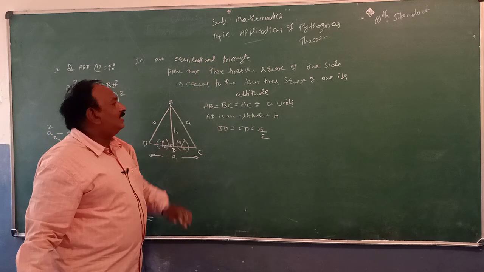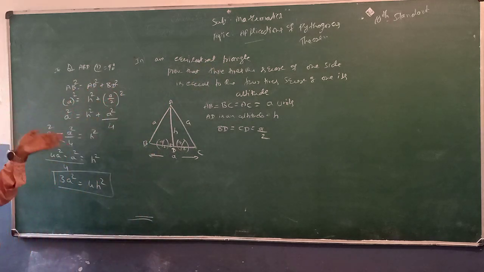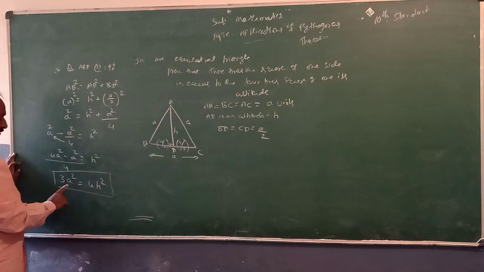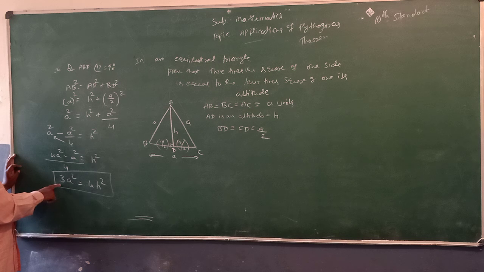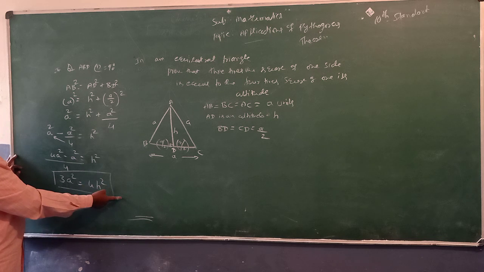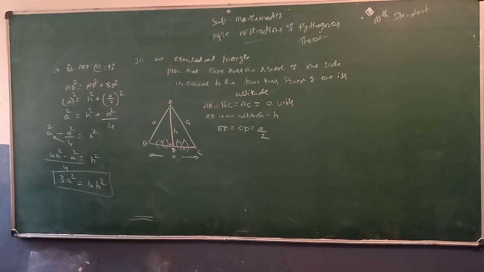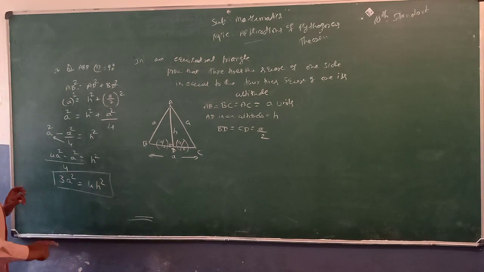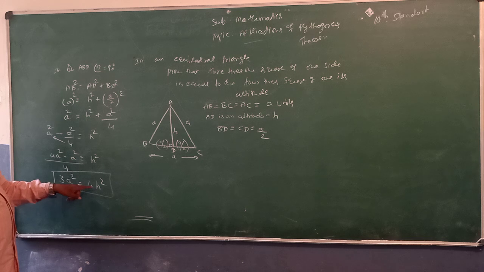In an equilateral triangle, prove that 3 times the square of one side, call it A units, 3A square, is equal to 4 times the square of one of its altitudes. So we have proved this one.